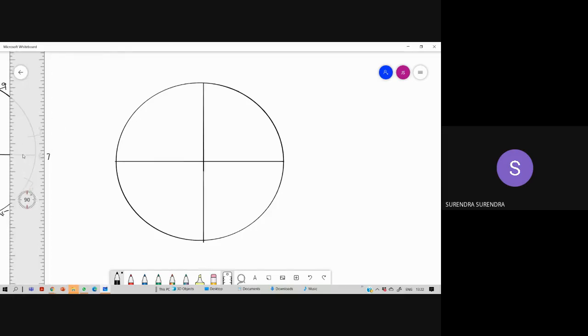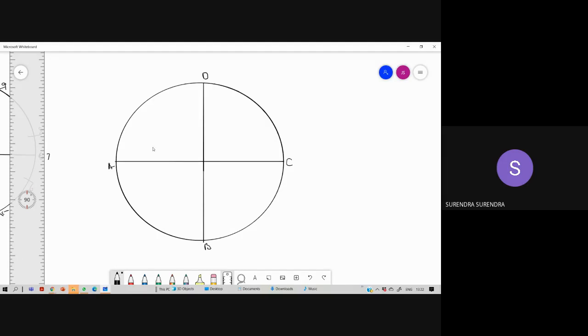Now, let these be A, B, C, and D. Now, next is to divide these 4 into 8, total 8 divisions. So the best method is the angular bisection method.